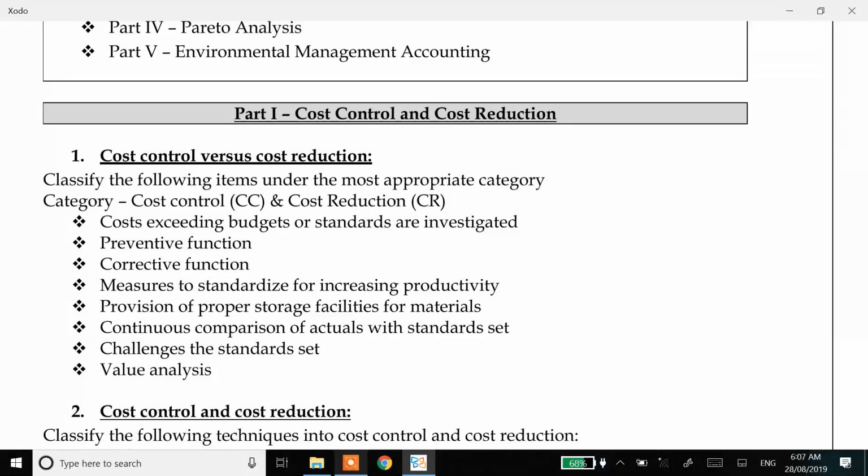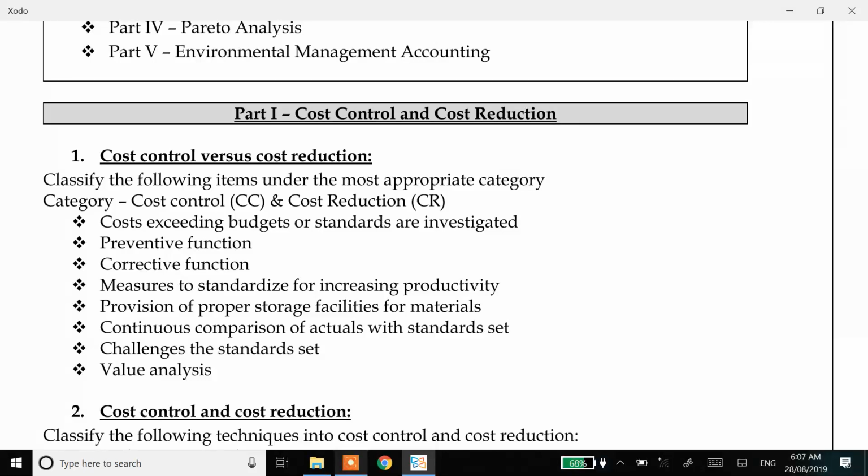Cost exceeding budgets or standards are investigated: cost control. Preventive function. Preventive function is always good, but in this case it's not good, because you prevent the cost from exceeding the budget through a concept called cost control, whereas you should take a corrective action and reduce the cost. So preventive is control, corrective is cost reduction.